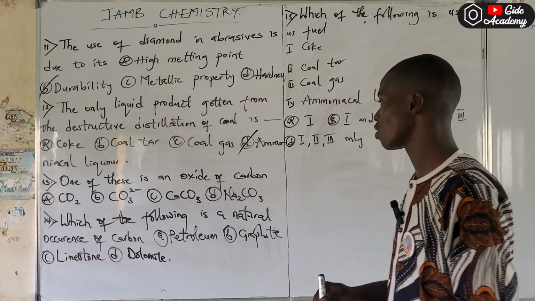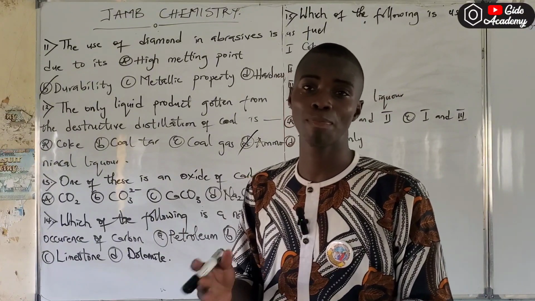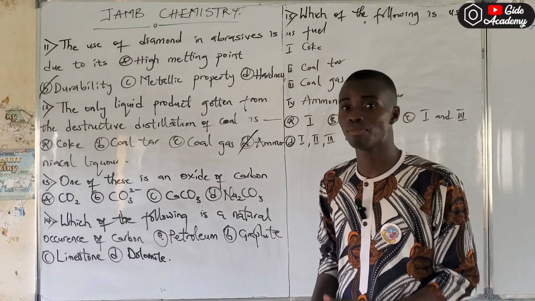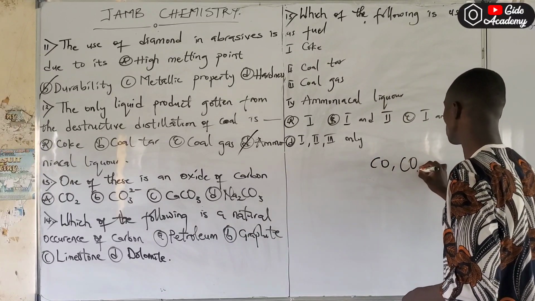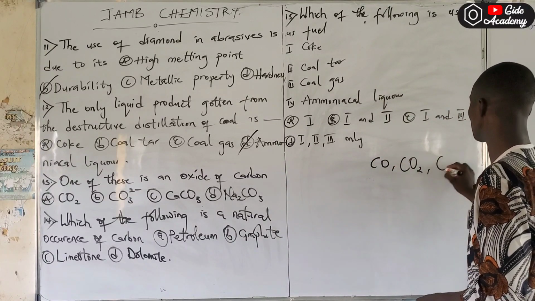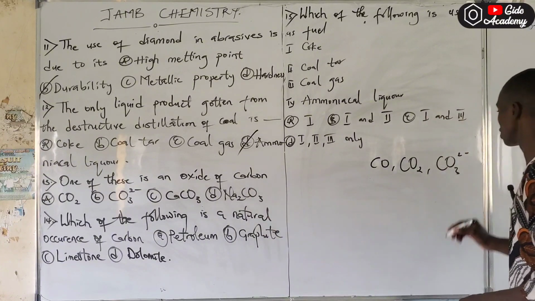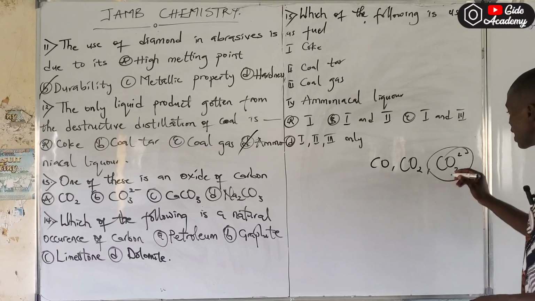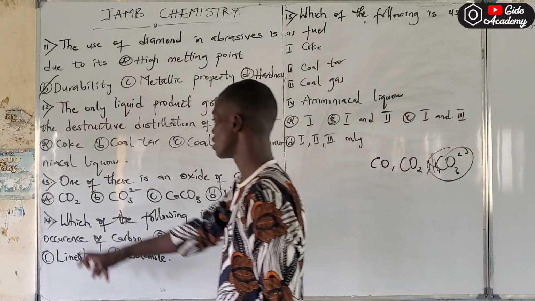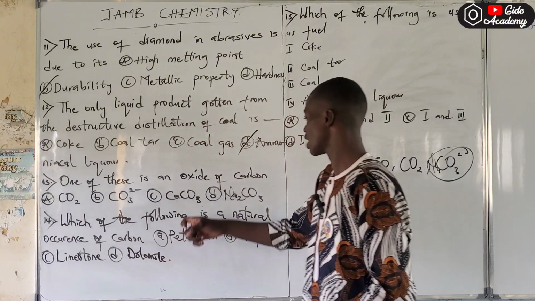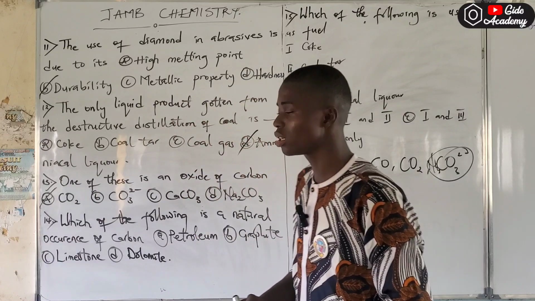Number 13, one of these is an oxide of carbon. Please take note, whenever you hear the word oxide, oxide simply means binary compound. So CO is an oxide of carbon, CO2 is an oxide of carbon. If you see anything like CO3 with a 2 minus charge, this is a radical, so it is not an oxide. There's an element that's supposed to be here, usually a metal. So the only correct option here is CO2.